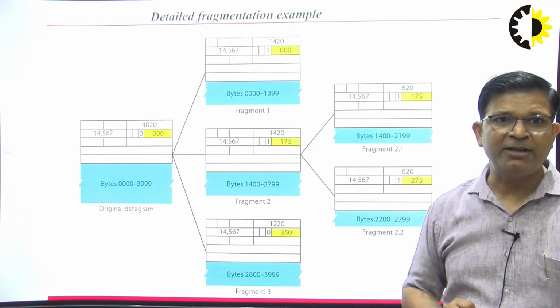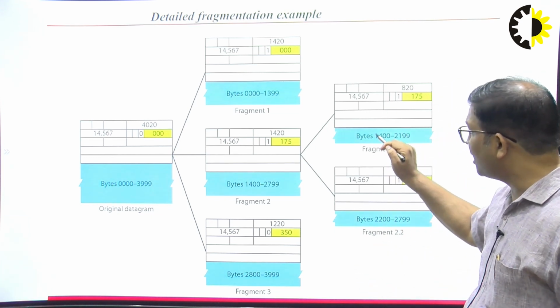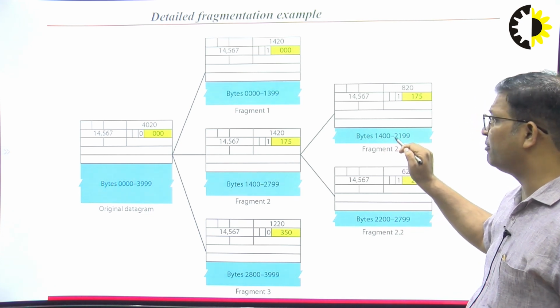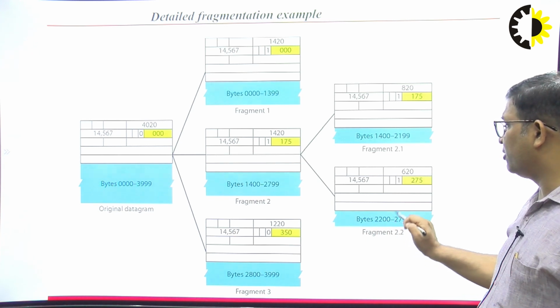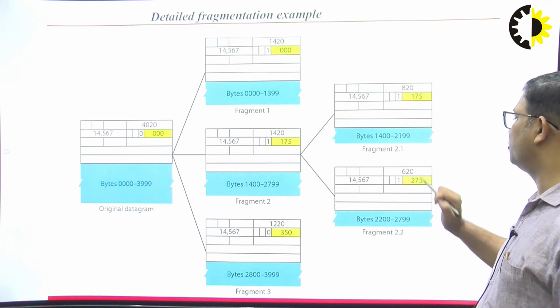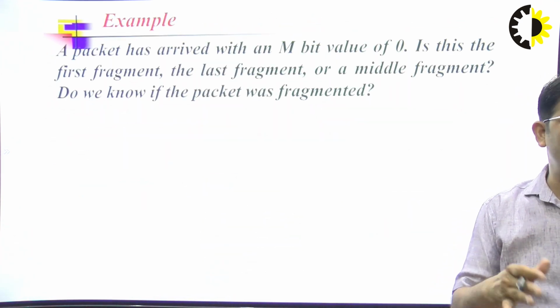What is the fragment offset? We can always calculate the fragment offset by the starting number divided by 8. 1400 divided by 8 gives 175, and 2200 divided by 8 gives 275. So we can keep it as that. Okay, so this is all about the fragment and fragment offset.